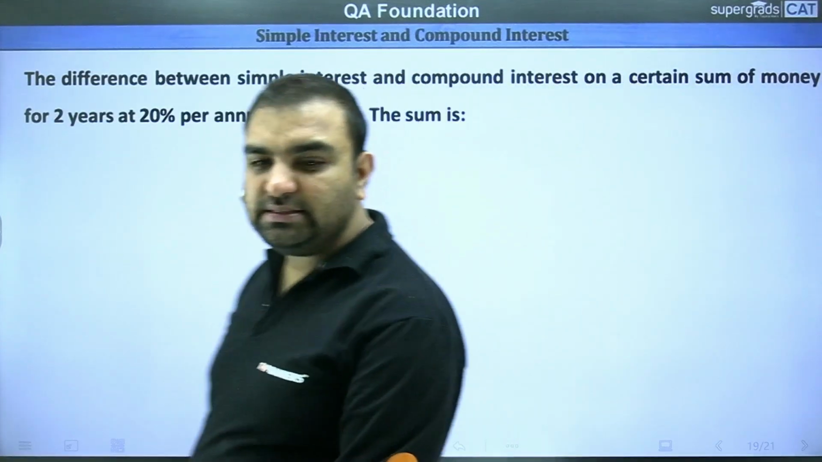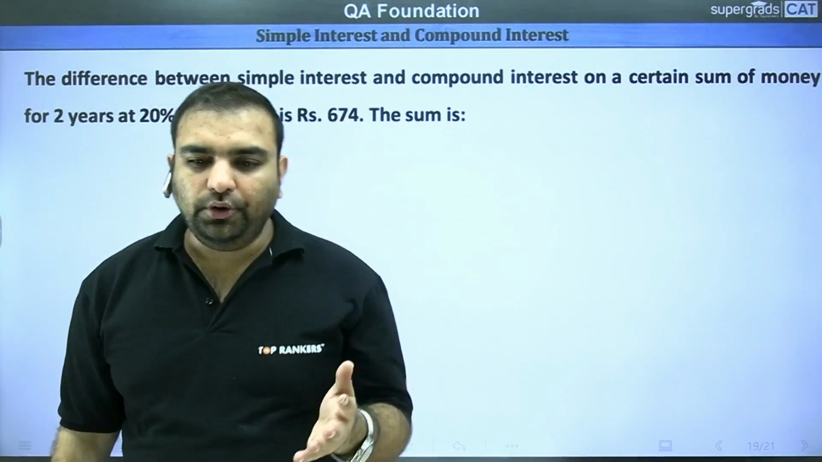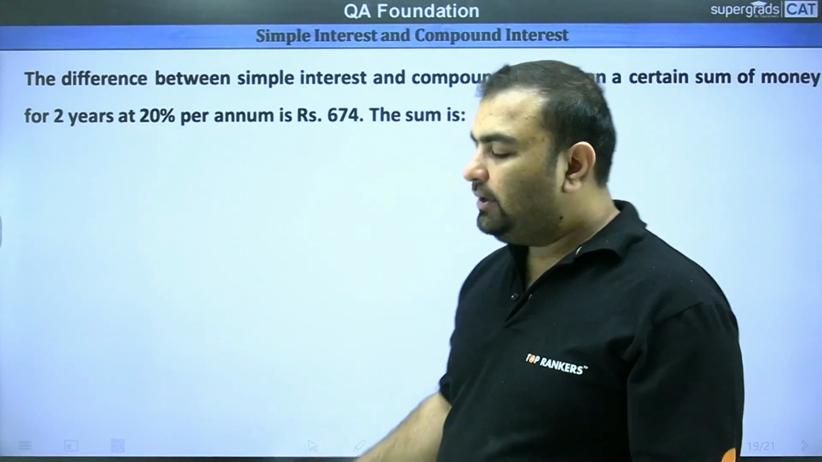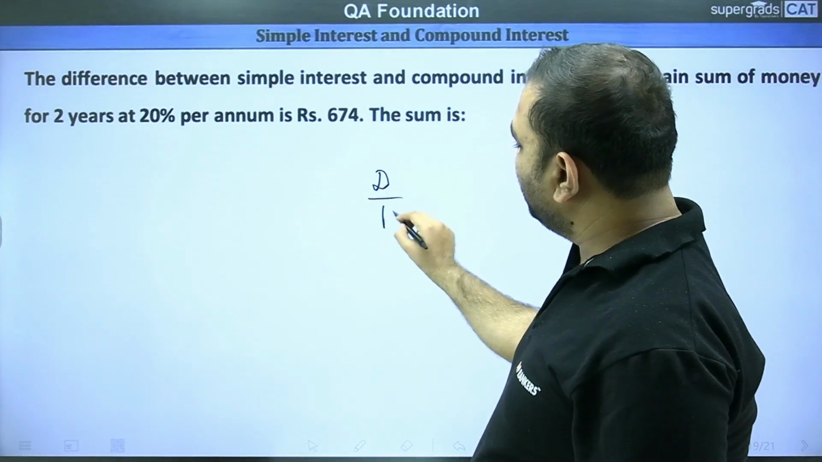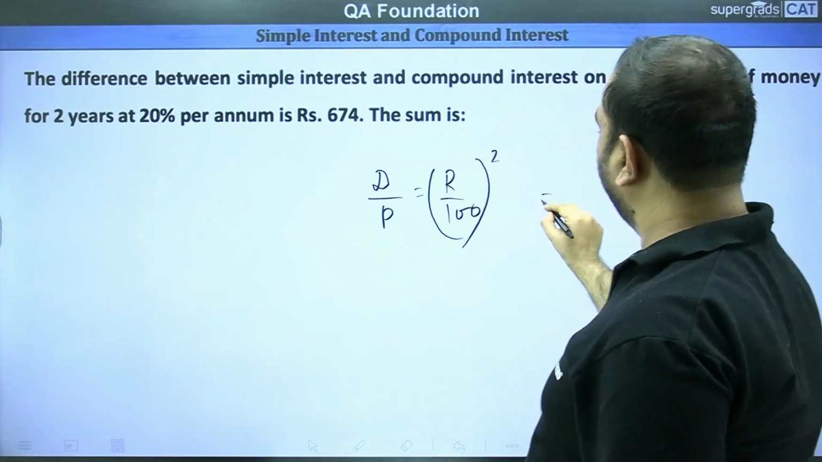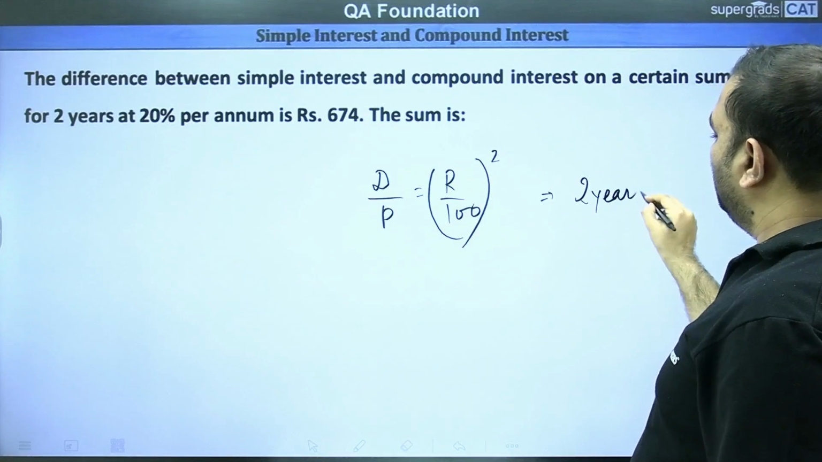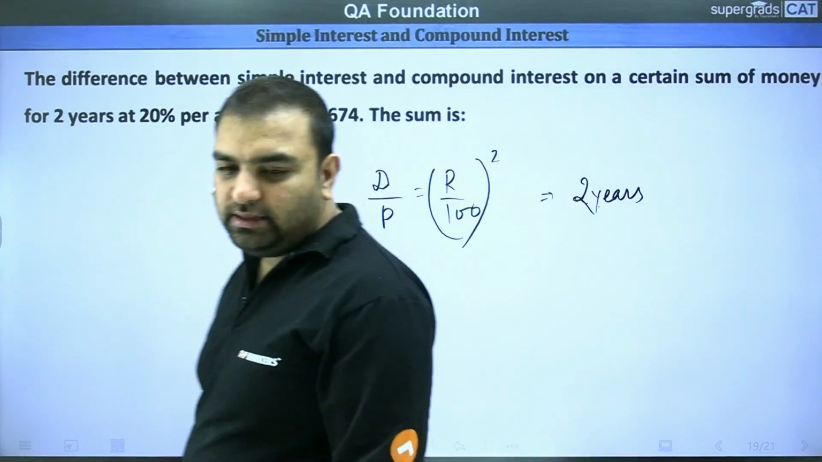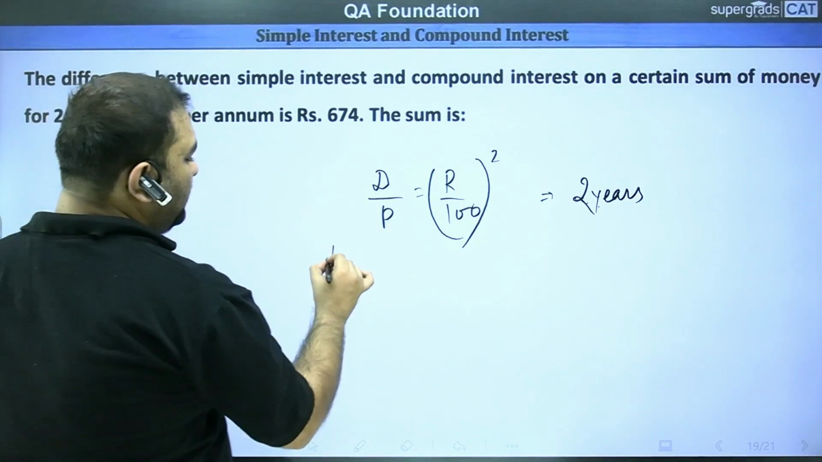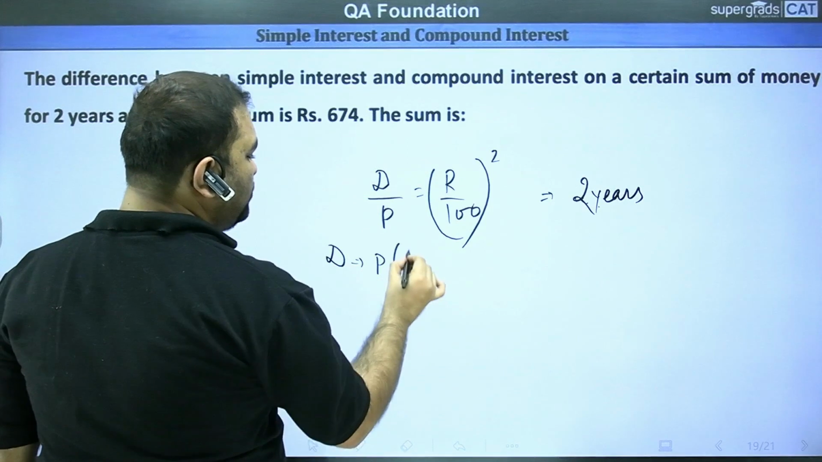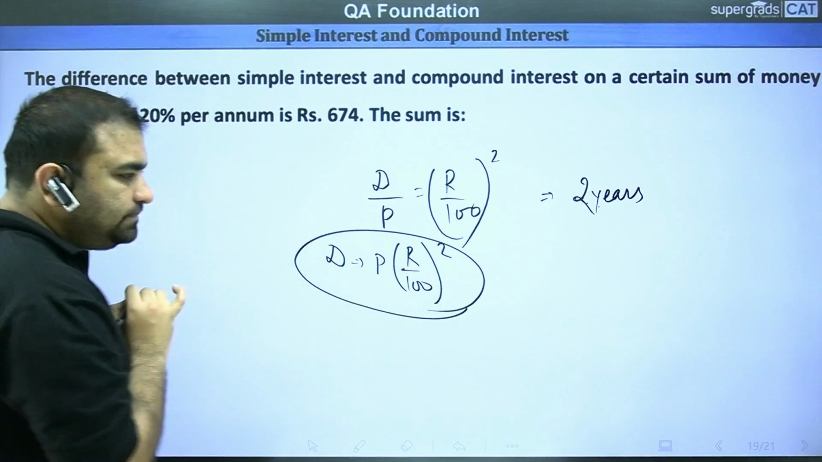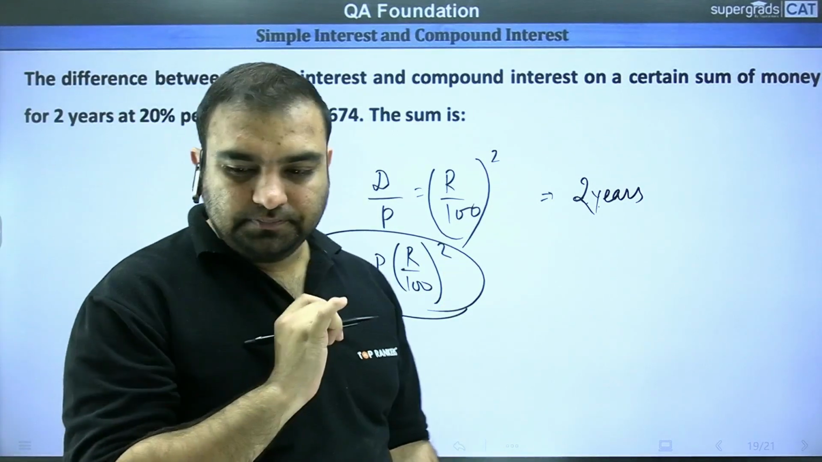Difference between SI and CI. We can do it in n number of ways, but what I will suggest is to remember the formula for the difference. Difference over principal is (R over 100) whole square for 2 years. Or you can remember this as P into (R over 100) whole square, where P is the principal and R is the rate per annum.